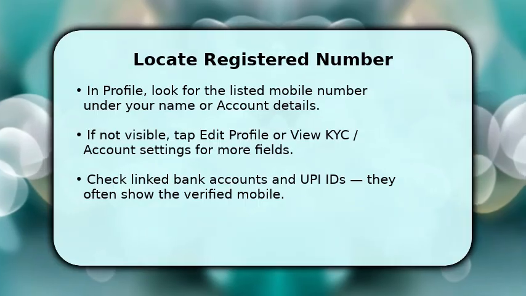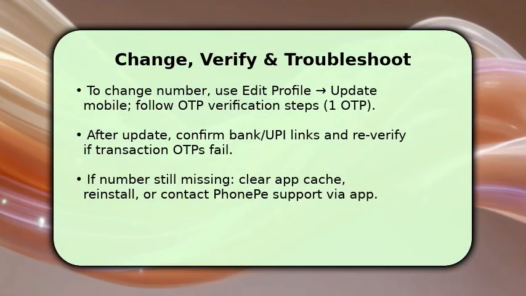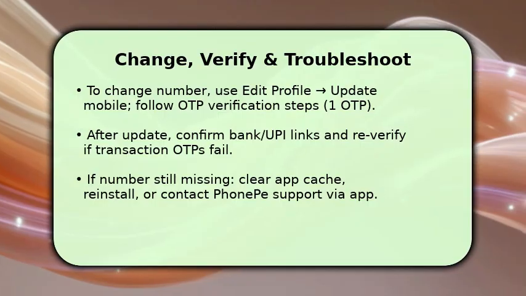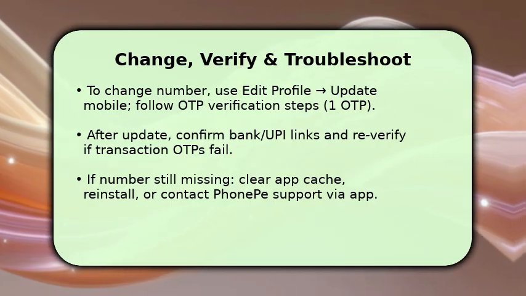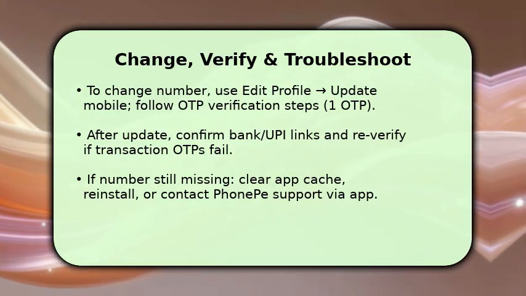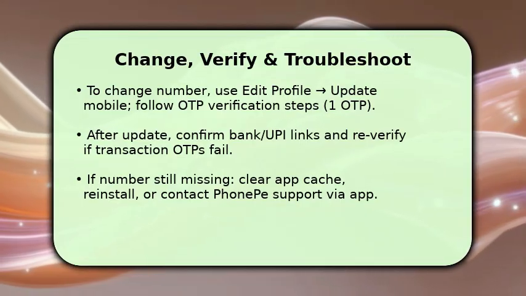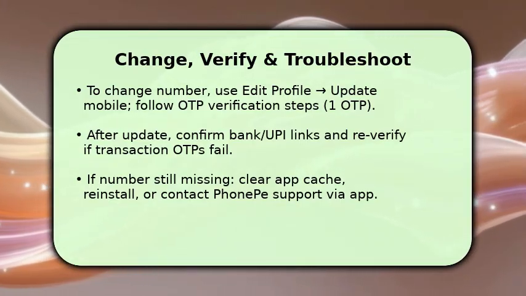Finish by updating or verifying the number if needed. Tap Edit Profile, choose Update Mobile, then enter the new number and complete OTP verification. PhonePe uses one OTP for confirmation. Once changed, make sure bank and UPI links refresh so transactions work.